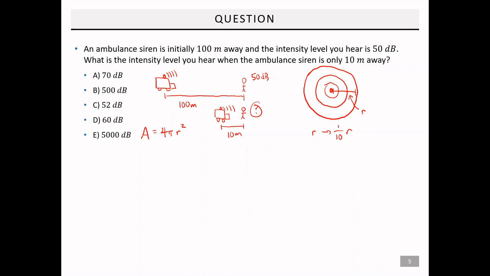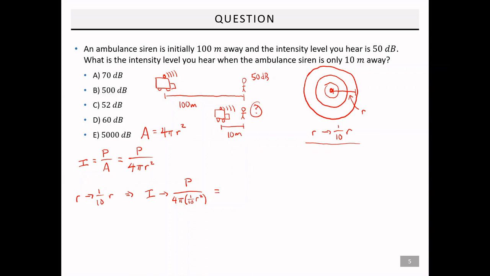So when r decreases by a factor of 10, what happens to beta? That's essentially what the question boils down to. We can relate r to intensity because we know intensity is power over area, which is going to be power over 4 pi r squared. So now if r decreases by a factor of 1 over 10, we have to calculate what the intensity will change by. So r goes to 1 over 10 r, which implies that I goes to P divided by 4 pi times (1 over 10 r) squared.